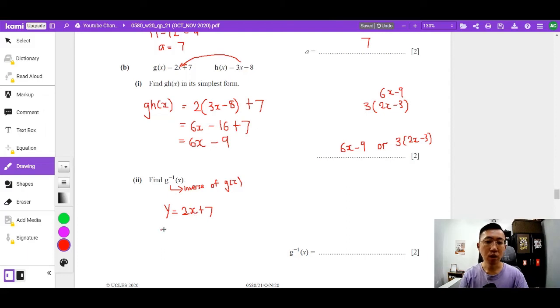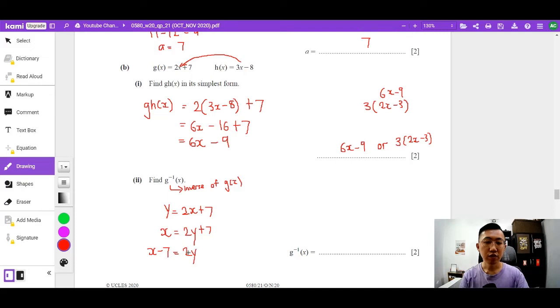So you're going to swap right now. So this one you write 2y plus 7. Then you rearrange and make y the subject. So follow teacher, plus 7, move here. So x minus 7 is 2y.